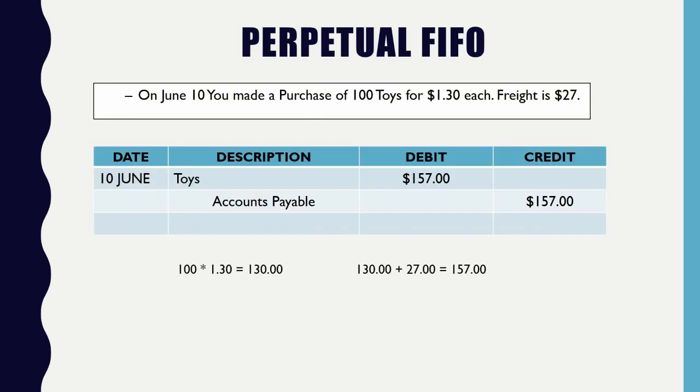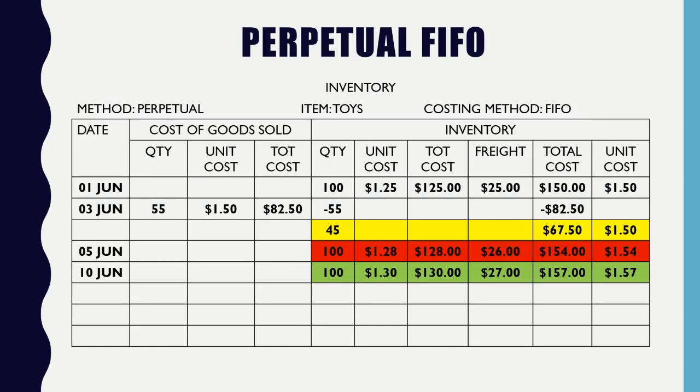And then on June 10th, you made another purchase of 100 toys for $1.30, and freight was $27. Okay, so I solved it here for you. And in this case, I recognize I have a third batch, and I've already highlighted it another color. Now, this is going to use a lot of brain power because you also want to make sure what colors you're using in what kind of order. Okay, so in this case, yellow is my first batch, red is my second batch, green is my third batch.